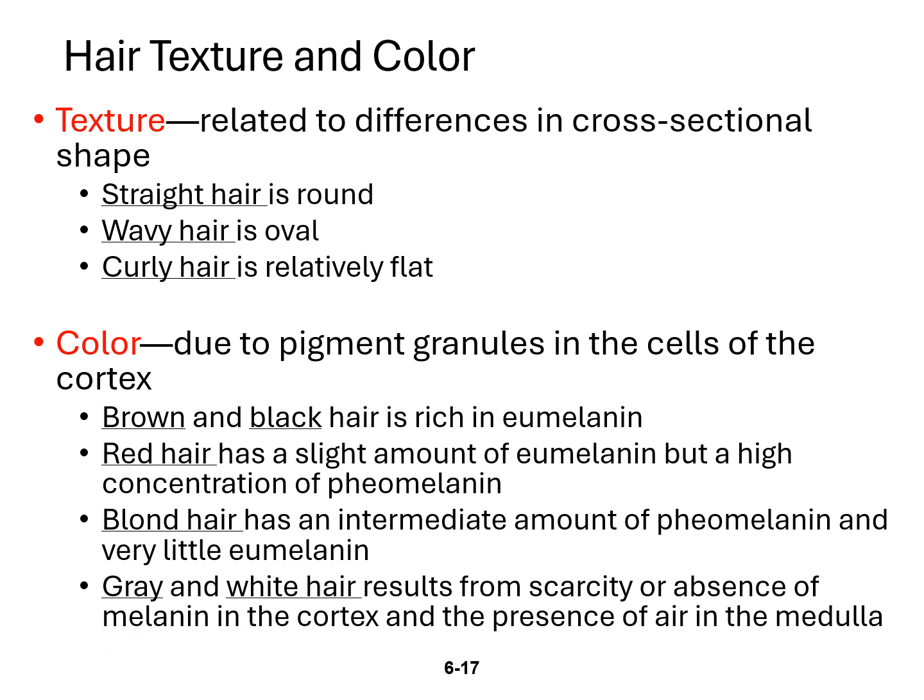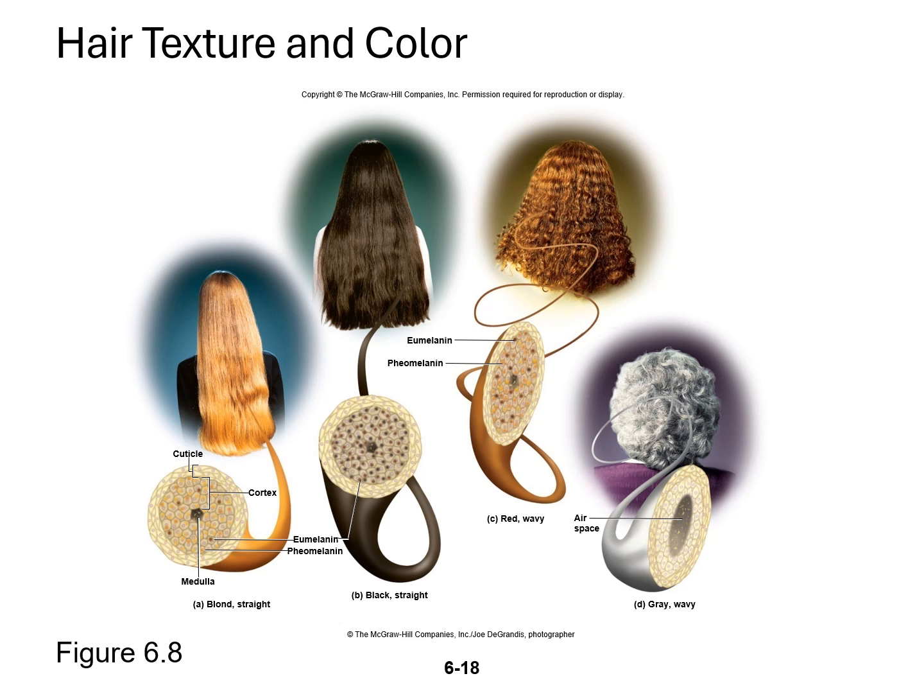And this is when we go back to those layers. Let's look at the cuticle, cortex, and the medulla. And you can see straight hair is round. There's going to be a lot of pheomelanin and almost no eumelanin in the cuticle, cortex, and the medulla. In the cortex is where you're going to find these different types of pheomelanin and eumelanin. But here in brown to black hair, that's straight. It's going to be round in the cross-sectional view.